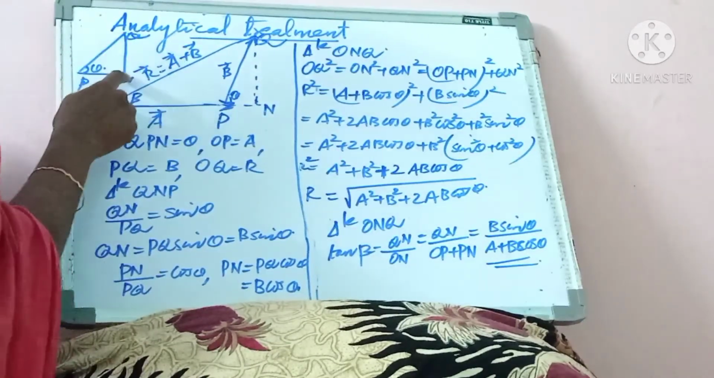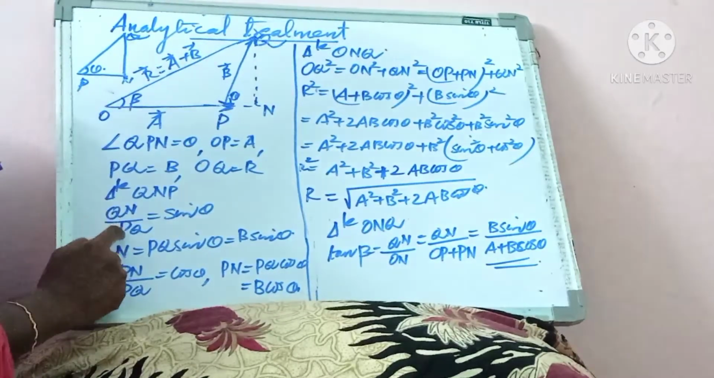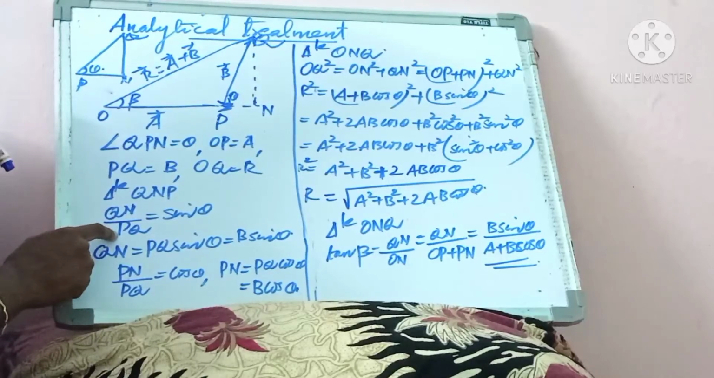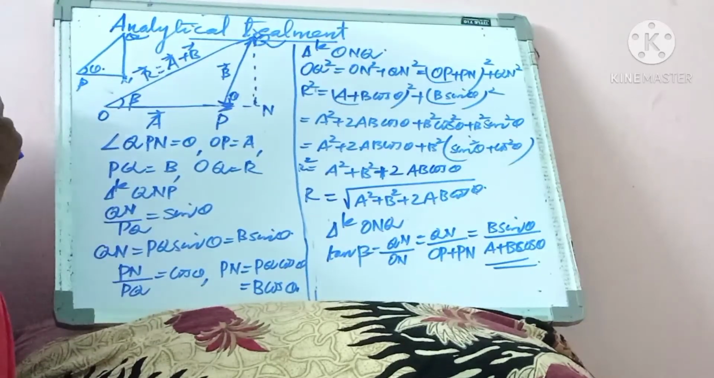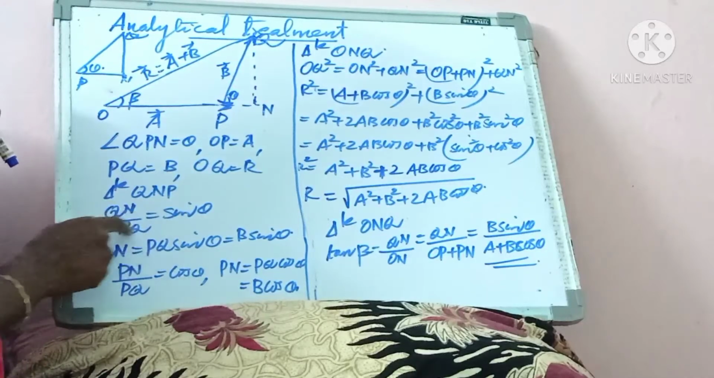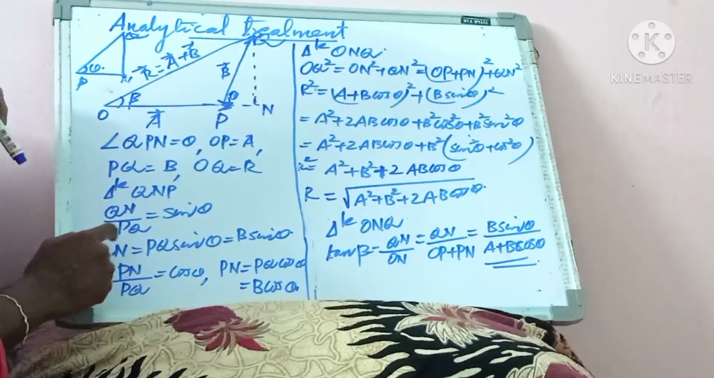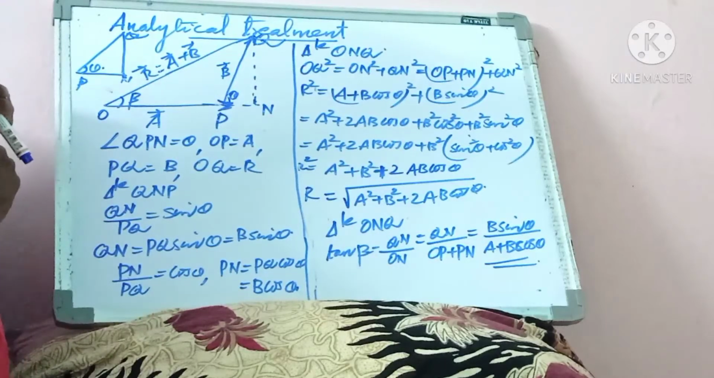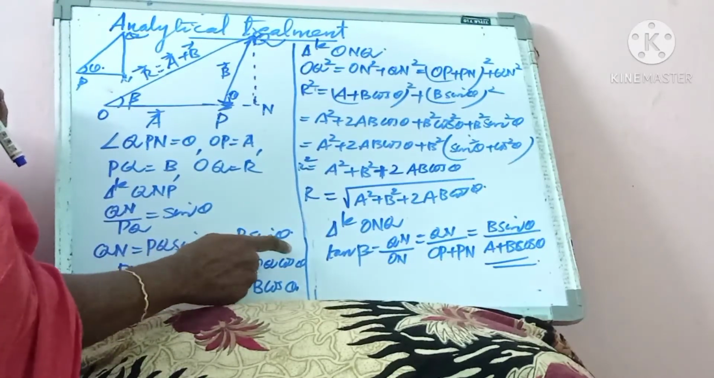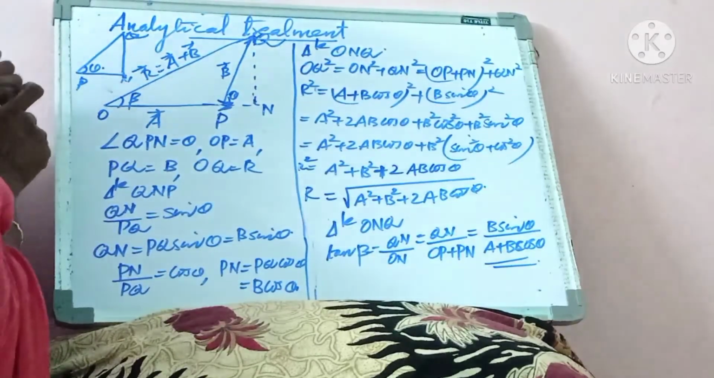Here the opposite side is QN, then the hypotenuse is PQ. So QN by PQ represents sine theta. From that, cross multiplying, we can write QN is equal to PQ sine theta. Then PQ is B, so we can write B sine theta. So we got QN as B sine theta.